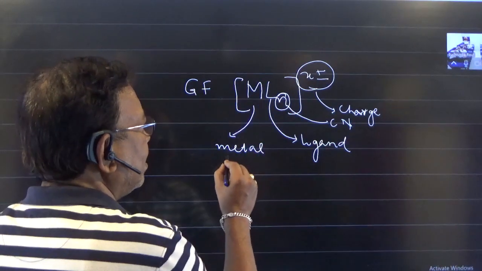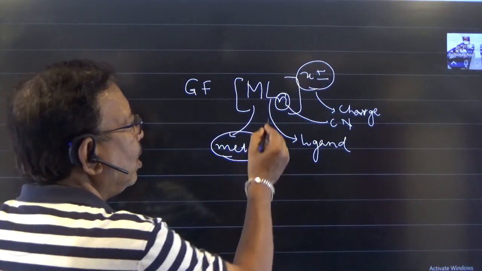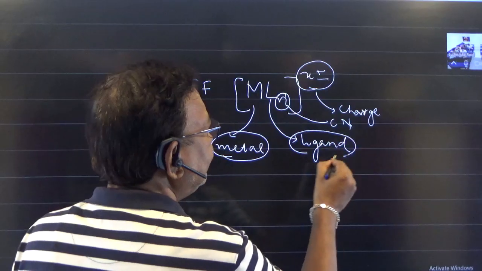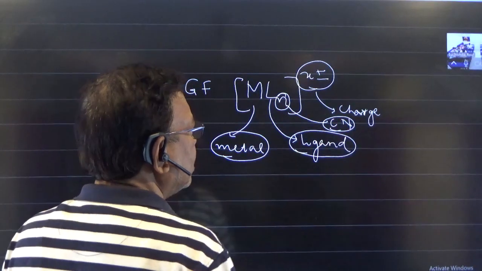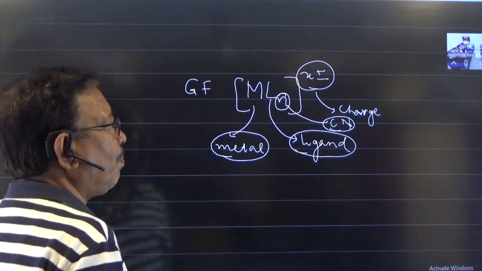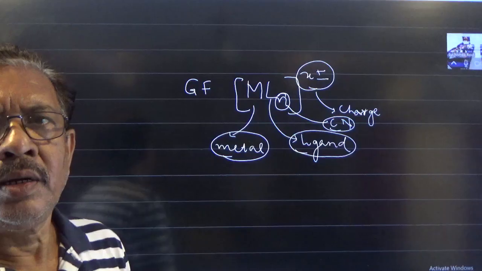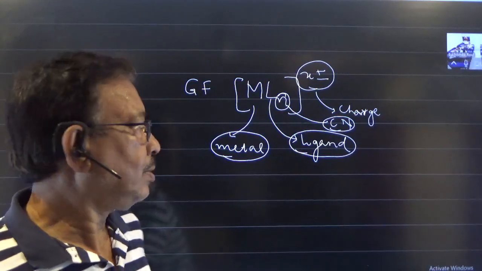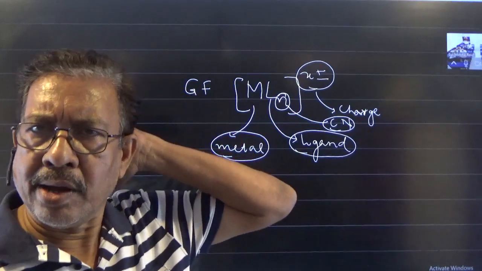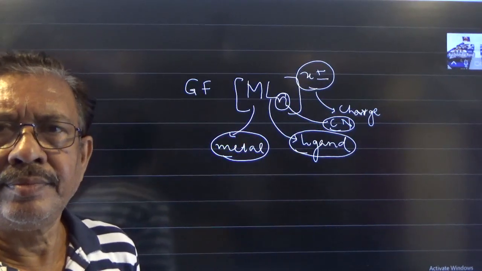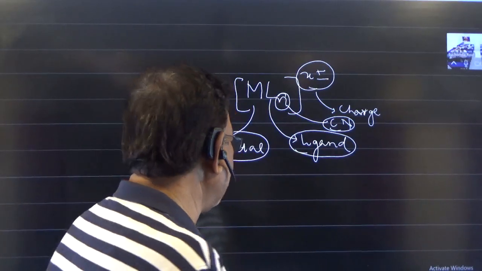Here M is the metal atom or central metal cation, L is the ligand, C is the coordination number, and this is the charge of the complex. So first point, which term don't you understand? I have written four terms. Ligand. Okay, we'll start with this.